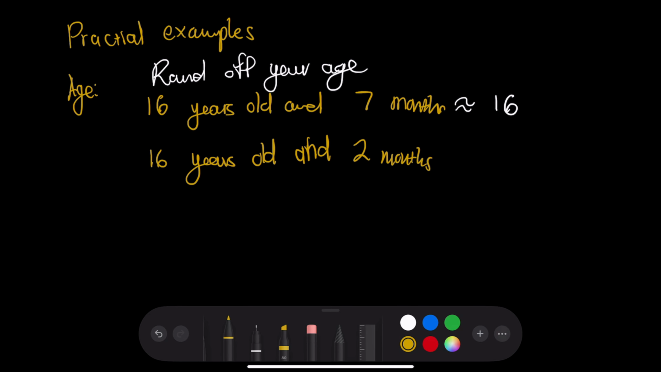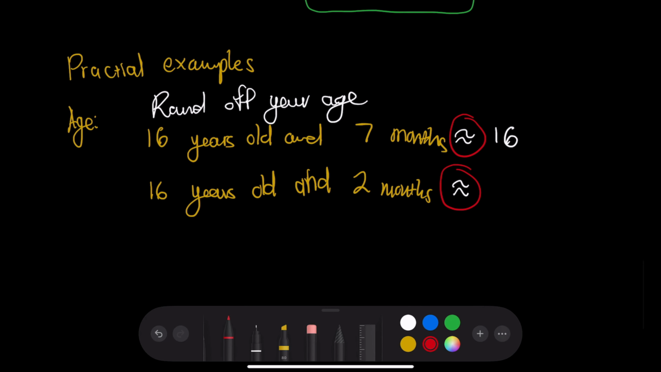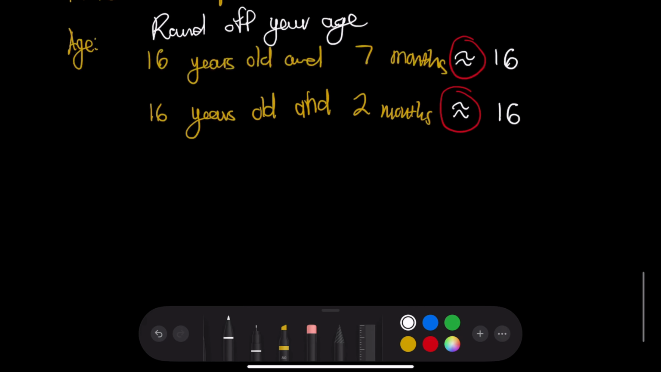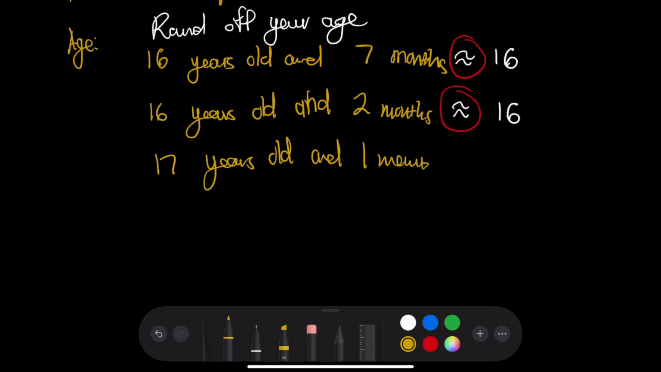so this is actually the symbol when you round off. This is the symbol when you use rounding off. Then I would still be 16, right? If I'm 17 years old and 1 month, then I'm still approximately 17.